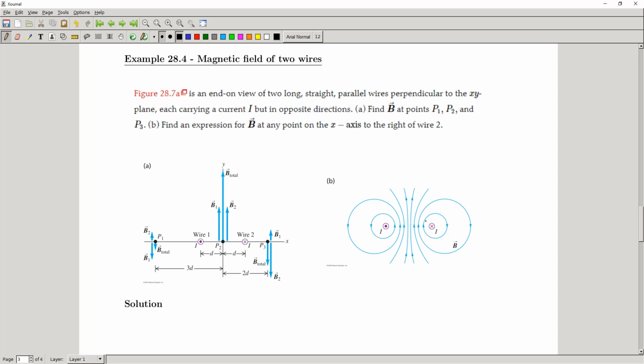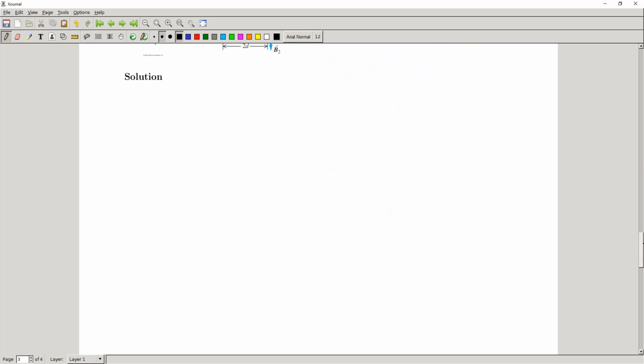So in part A, we want to find the magnetic field B at points P1, P2, and P3. And then in part B, we want to find an expression for the magnetic field at any point on the x-axis to the right of wire 2. Okay, so off over here. Let's get started and see if we can calculate those.